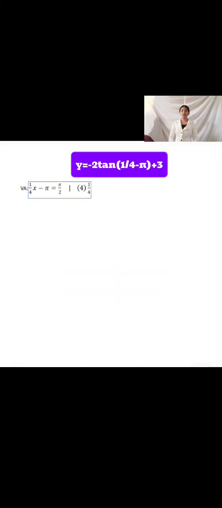So the +3 shifts the graph upward. So the midline is y equals 3. So the negative 2 reflects the graph and stretches vertically. Because of the negative sign, the graph decreases from left to right. So for tangent, the period formula is pi divided by b. So since b is equal to 1/4, the period is 4 pi.